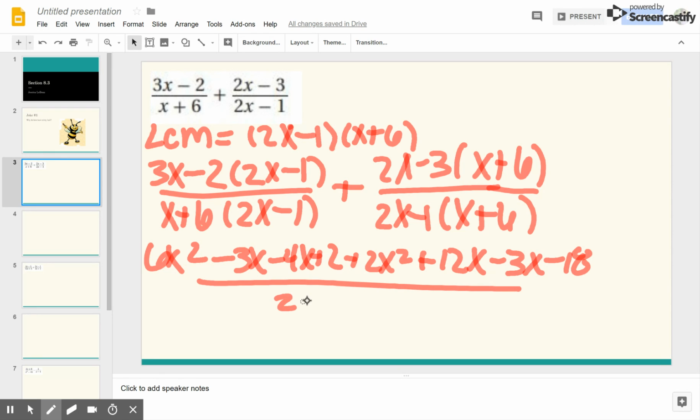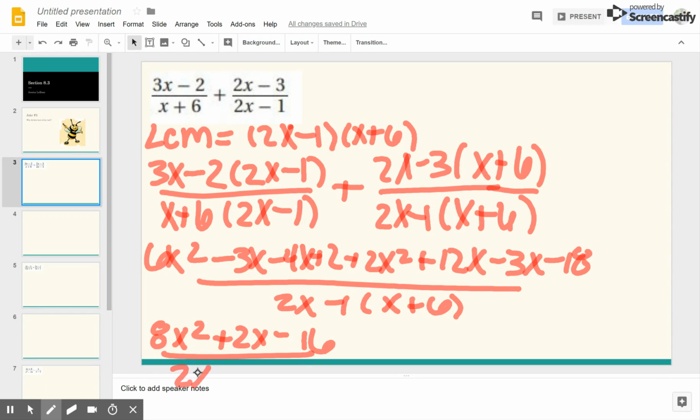Remember, everything is over 2x minus 1 and x plus 6. The denominator is that. So once we simplify everything, we get 8x squared plus 2x minus 16 over, remember, the same denominator, 2x minus 1 and x plus 6. But remember, we have to find the undefined. So by doing that, we take the denominators and set them equal to zero. So by doing that, we get x equals negative 6 and x equals 1/2.